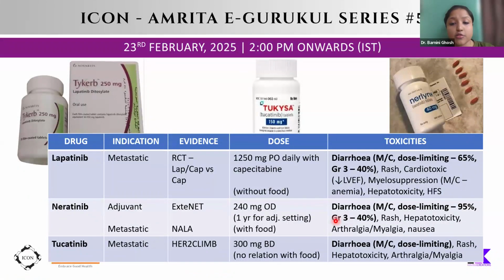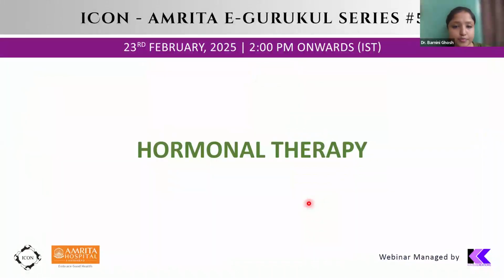So what I want to say about neratinib here is, since diarrhea is seen in almost 95% of the cases, and with 40% of cases having grade 3 diarrhea, for this reason, it is not a particularly popular drug in the adjuvant setting, since the cost of the drug is also high and the patient also suffers significantly due to diarrhea. So it is not a very popular option in the adjuvant setting.